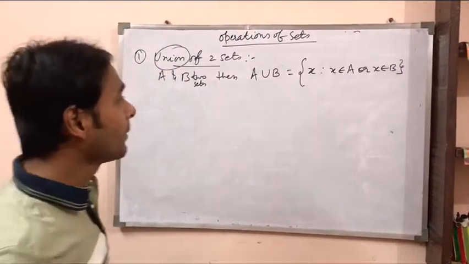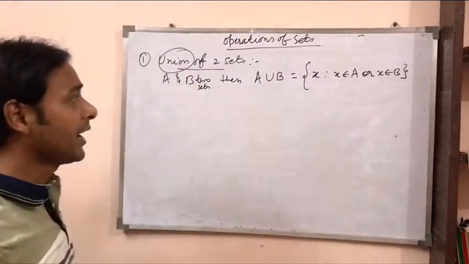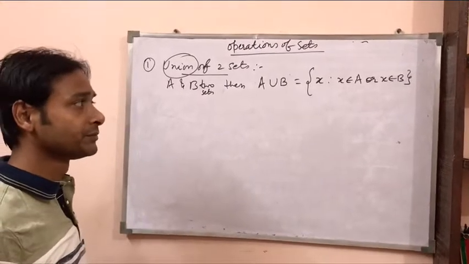वो पॉइंट आएंगे जो A के अंदर भी है और B के अंदर भी है. Set of points X such that X belongs to A or X belongs to B.